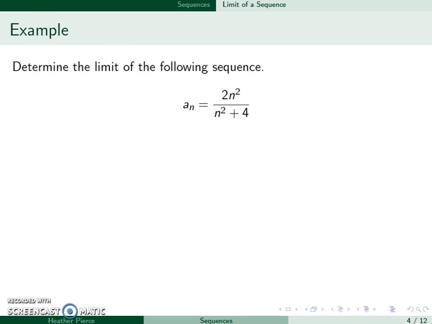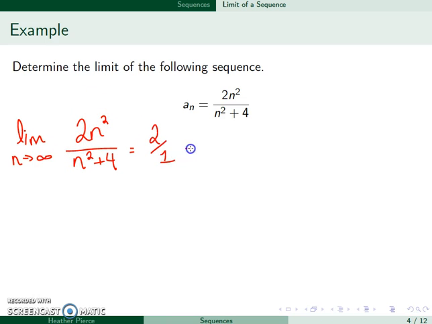So let's determine the limits of this sequence. So the idea is I'm going to look at the limit as n goes to infinity of 2 over n squared plus 4. And if you remember from Calculus 1, if the degree on the top is the same as the degree on the bottom, we just need to look at the coefficients. 2 over 1, which is 2. So this sequence will converge to 2.